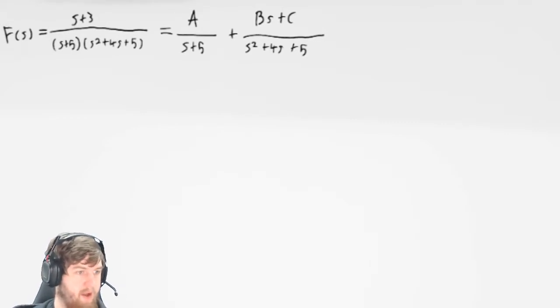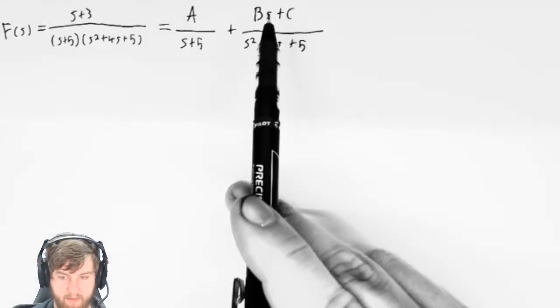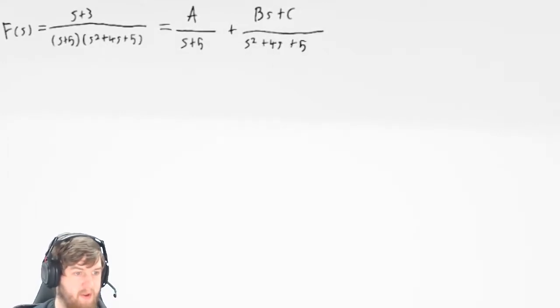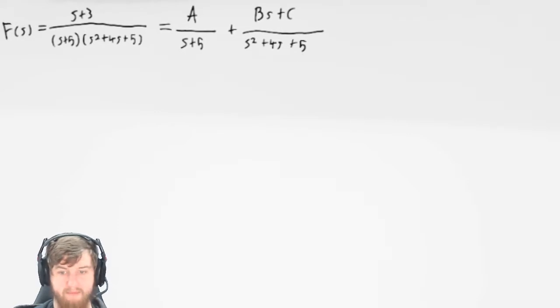So one of the things to consider here is the numerator of our second term is not a constant, but actually has an s on it. So it's a first order polynomial. So that makes things a little tricky. But remember, last problem we learned the cover-up method. So we can find one of our terms with the cover-up method.